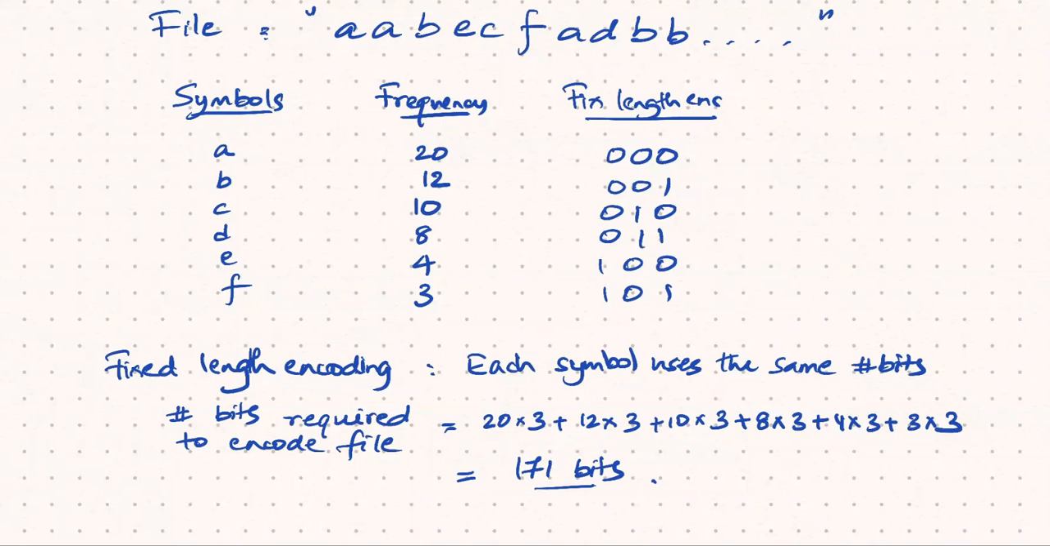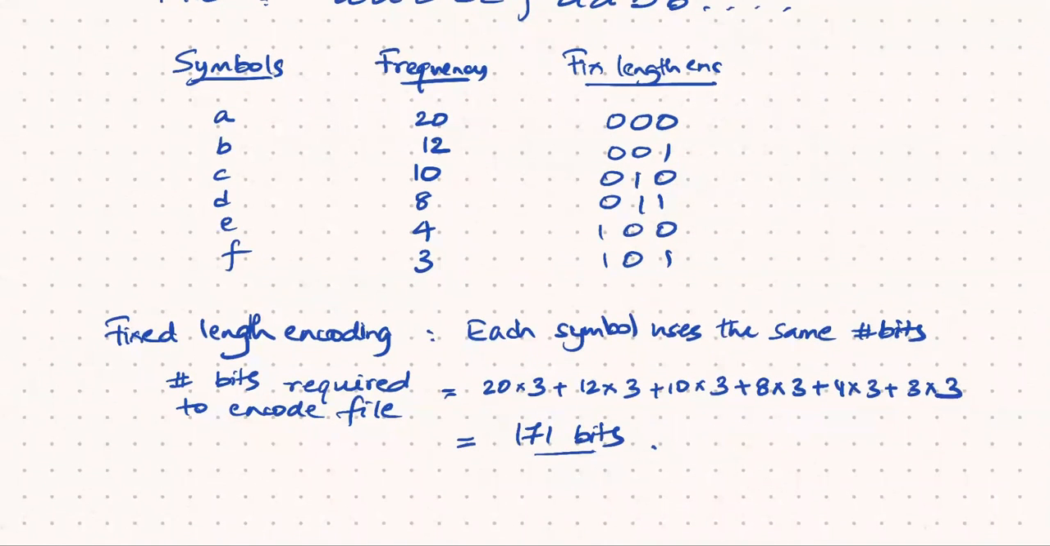Now, what people thought is, why do we need fixed length encoding? Let's try and reduce this file size by using what is known as a variable length encoding. The idea is that symbols like A and B and so on, which occur many times, let's give them encodings with a small number of bits.